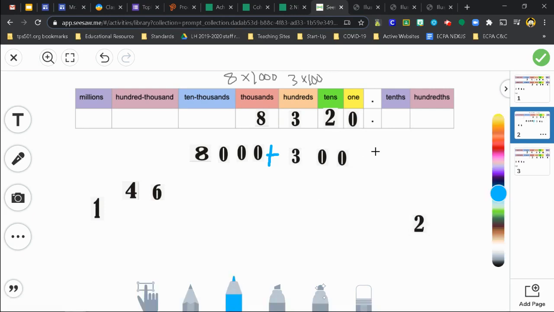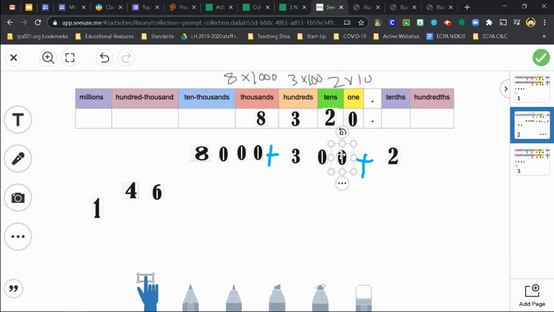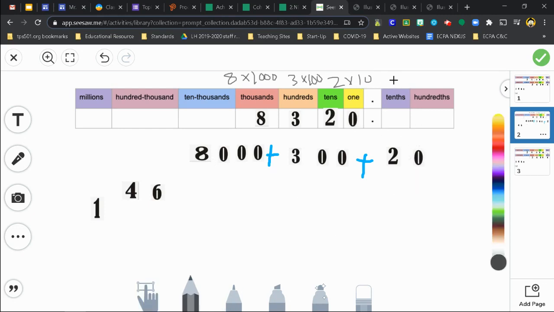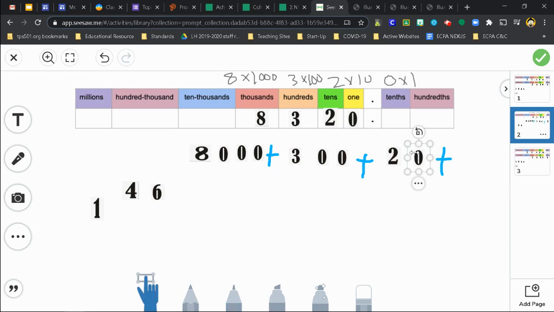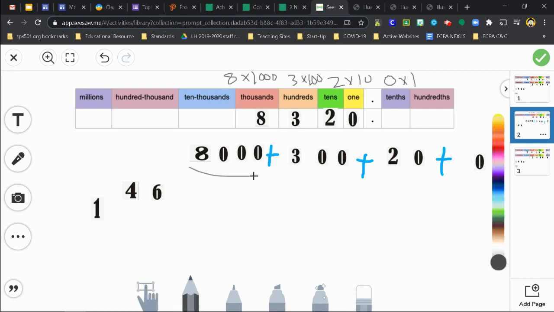Okay, I'm seeing the pattern here. And now tens, what do we got for tens? We have tens is 2 times 10, which is 20, and we have 0 ones, so 0 times 1 would be 0. So we could almost ignore that number altogether. We'll put it here just so we know. So we have 8,000, 300, 20, and 0 ones. So our number is now 8,320.